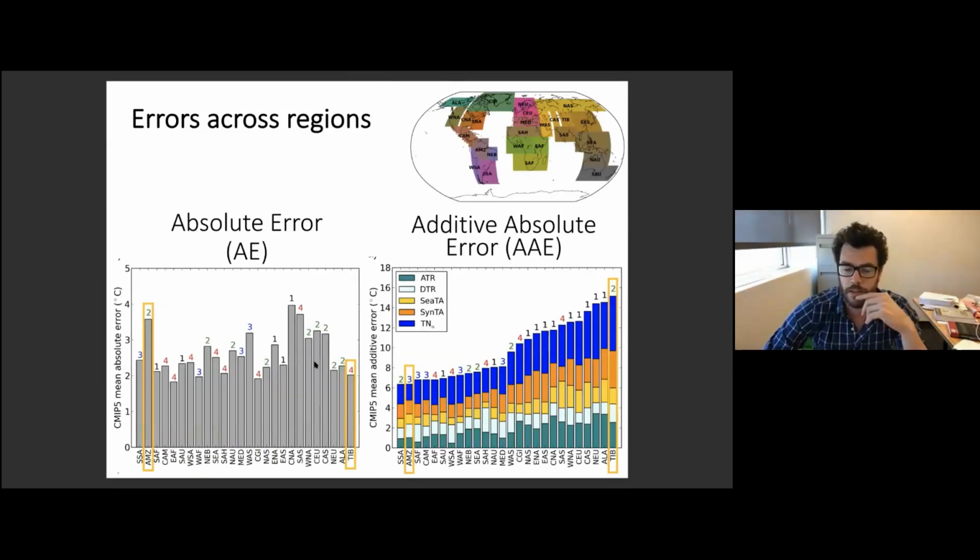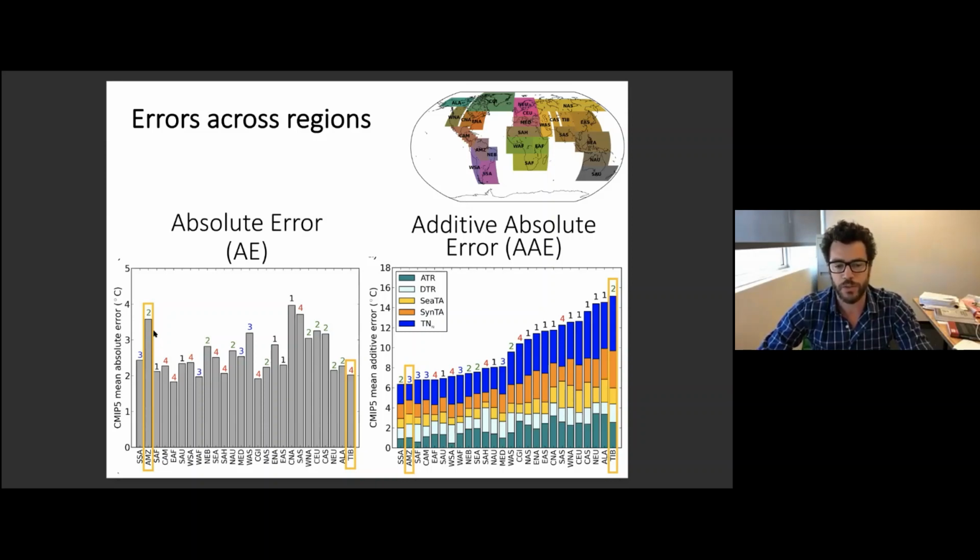We can use the error metric to look at other things, not just the errors across models, but for example, errors across regions. Here I show some different regions, and we show average errors across these different regions. Again, I have ranked the regions according to their additive absolute error. And what you can see is that, for example, consider the Amazon region, AMZ region.